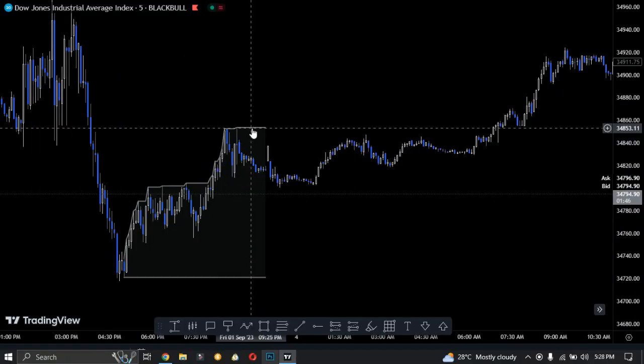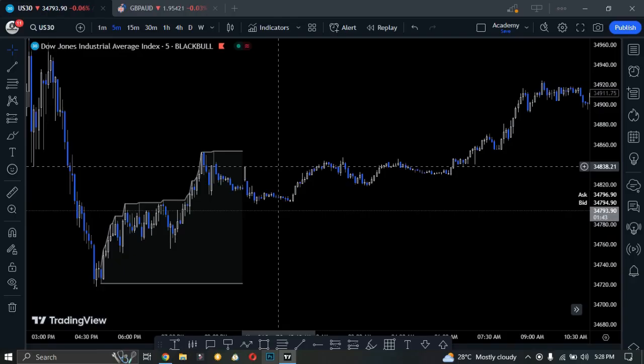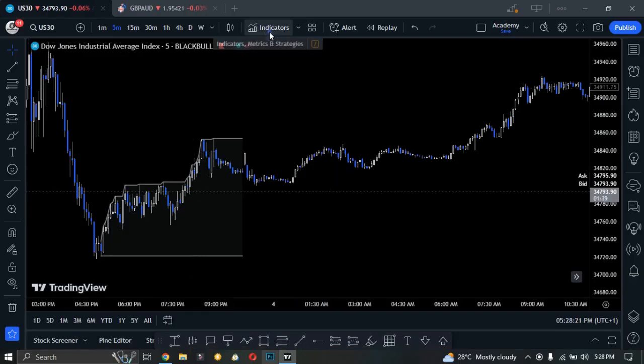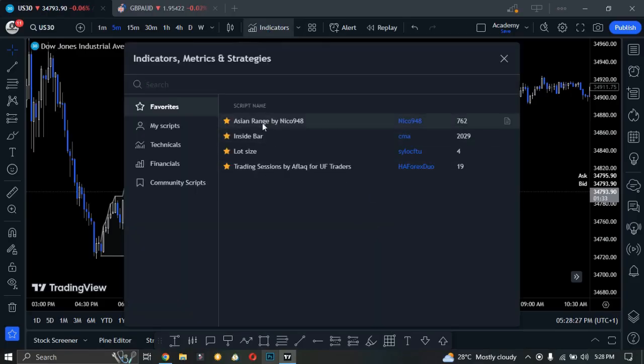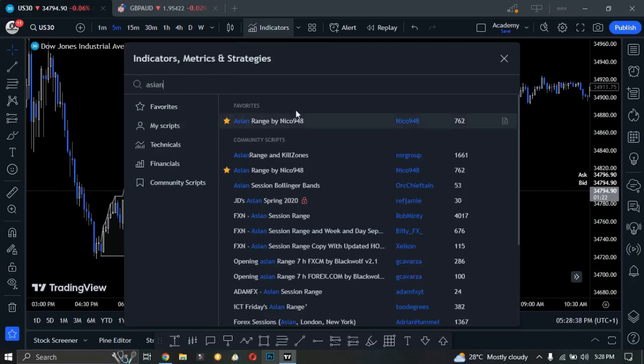You just want to go over to your TradingView, hit the indicator button, and then search for Asian range. When we type in Asian, it should pop up something like this. As you can see, there are a lot of them: Asian range and Q zones, Asian range by Nico948. This is the one we are using.